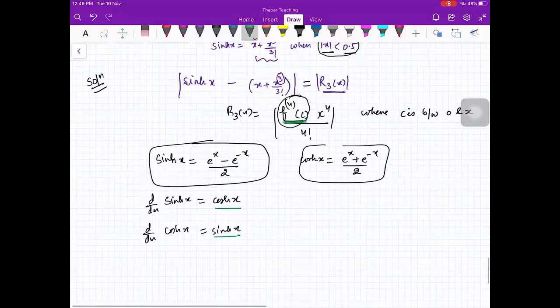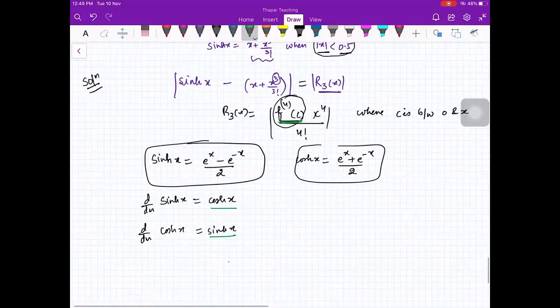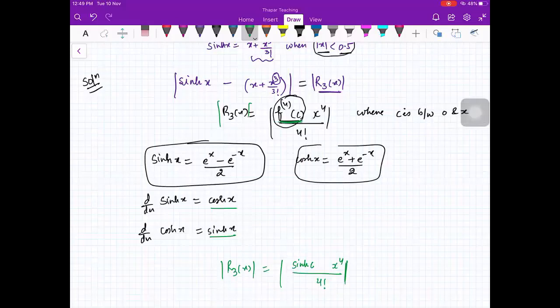So what is mod R3x? That will be sin hyperbolic c. Ma'am, don't we have minus cos x or something like that? No, differentiate it here. You'll get e raised power x plus e raised power minus x. That is cos hyperbolic. Again, you differentiate it, you'll get it back. So you don't have a negative sign here because this is the definition of sin hyperbolic and cos hyperbolic. Is that okay, beta? Yes, ma'am. So this will be sin hyperbolic c times x raised power 4 upon 4 factorial.